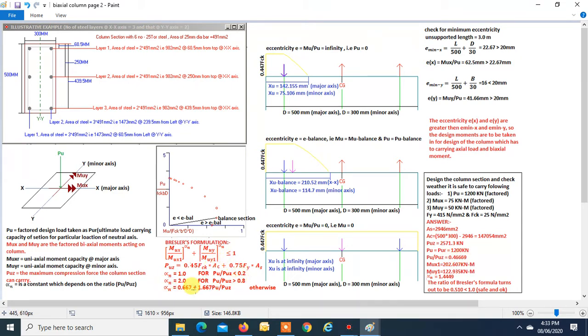So you will use this formula for finding alpha n, and so alpha n turns out to be 1.4449. Now Mux is known to us, this is 75. Muy is known to us, that is 50. Alpha n is known to us, that is 1.4449. Now we have to find Mux1 and Muy1, which are the uniaxial moments corresponding to Pur, for a particular depth of neutral axis. So we will do the analysis of this section.